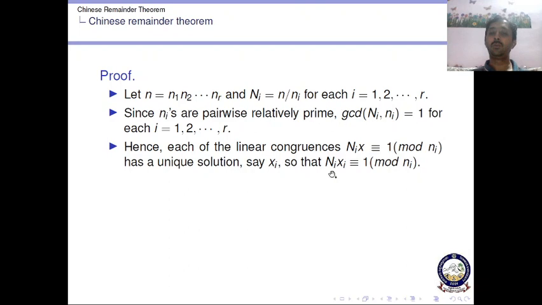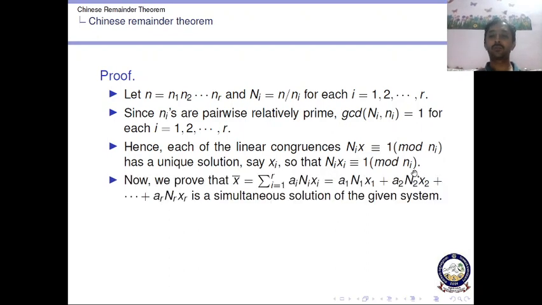Fine. Now if we assume that each of these linear congruences will have a solution, say xi, that means to say that x1 is the unique solution of capital N1 x congruent to 1 mod n1, x2 is the solution of capital N2 x congruent to 1 mod n2 and so on. We see that capital N1 x1 is congruent to 1 mod n1, capital N2 x2 is congruent to 1 mod n2 etc., capital Nr xr is congruent to 1 mod nr.